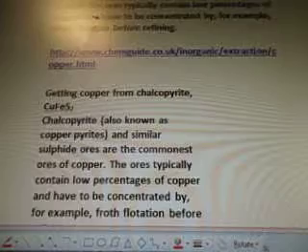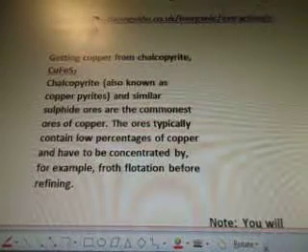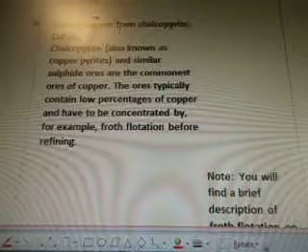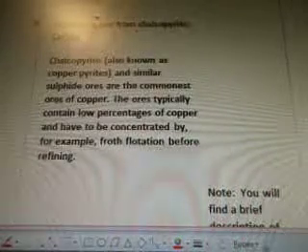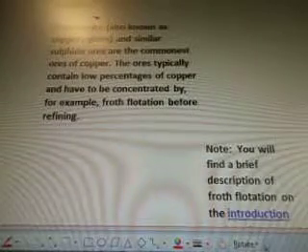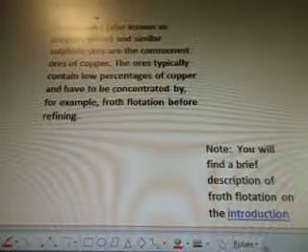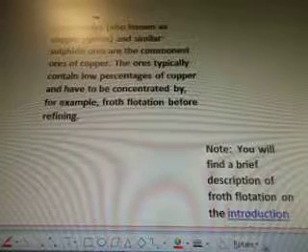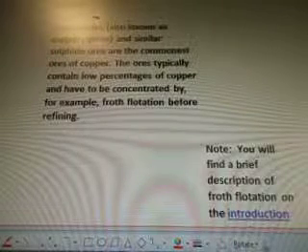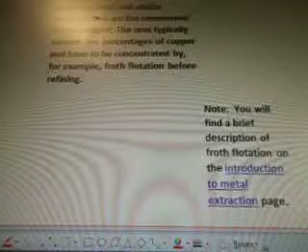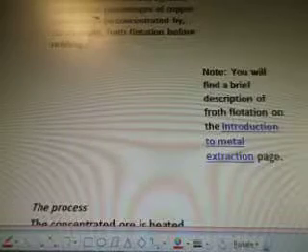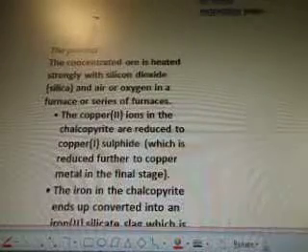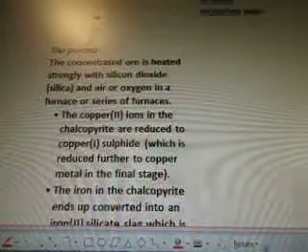www.chemguide.co.uk. So getting copper from chalcopyrite, CuFeS2. Chalcopyrite, also known as copper pyrites, and similar sulfide ores are the commonest ores of copper. This is a quote from a blog, by the way. The ores typically contain low percentages of copper and have to be concentrated by, for example, froth flotation before refining. It says, note, you will find a brief description of froth flotation on the Introduction to Metal Extraction page. So he's got all sorts of stuff linked together, this blogger.